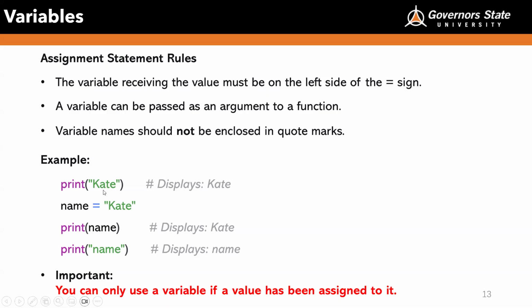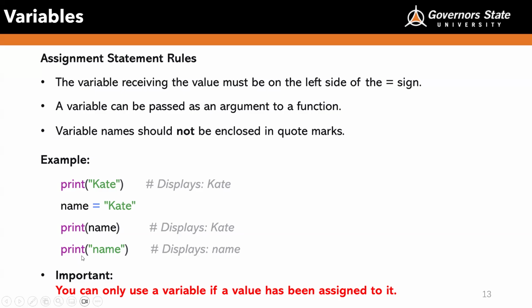For the print function here, you print this one, so it will display just a string. Then you can define this string and assign it as a value to the variable called name here. Then you print this variable, and it will also display the value of the variable.